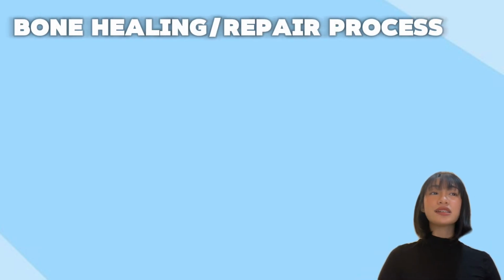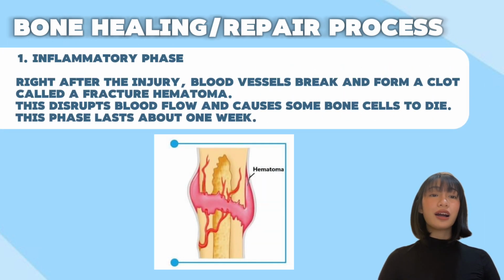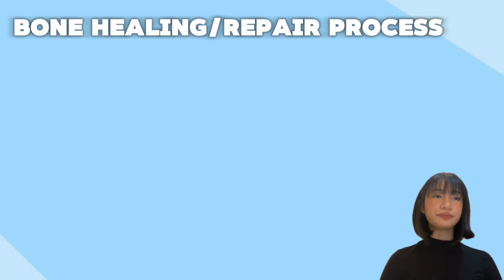The bone healing process involves 3 phases. First is the inflammatory phase. Right after the injury, blood vessels break and form a clot called a fracture hematoma. This disrupts blood flow and causes some bone cells to die. This phase lasts about 1 week.